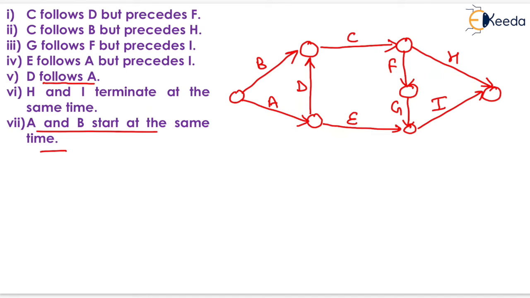Now we will number the events as per the Fulkerson's rule. So here we will write 1, 2, 3, 4, 5, 6 and 7. That is all about this numerical. Thank you very much, students.